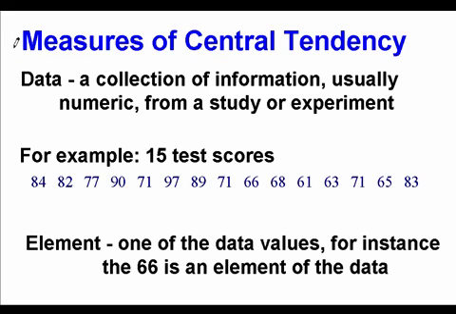The first thing, of course, is measures of central tendency, and we're going to define data as a collection of information, usually numeric, it could be names and other stuff, from a study or an experiment. For example, if we have 15 test scores, I could just list out each person's grade, and that would constitute a set of data, or just plain old data. Now, statisticians will call the whole set data and each individual number data.